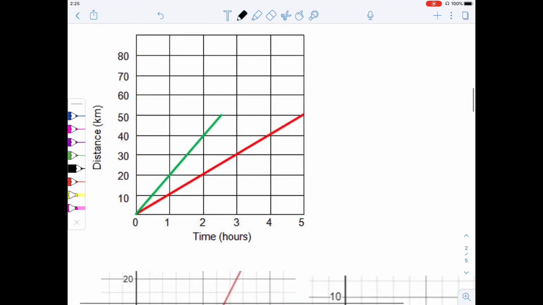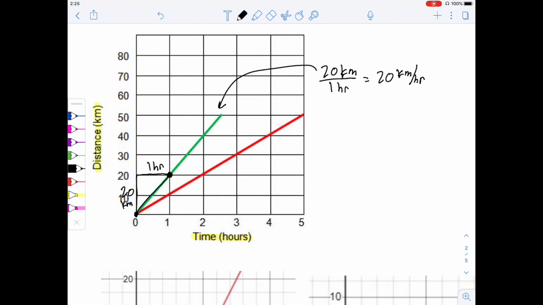Okay, what about this one? So we're given distance in kilometers, time in hours now. So we look at the green one first. So we start the green, 0, 0, go till we hit a corner right there. And then we count it. So it goes up 20, and this is kilometers, and then right 1 hour. So our speed for this one, 20 kilometers over 1 hour. Divide that, you get 20 kilometers per hour.